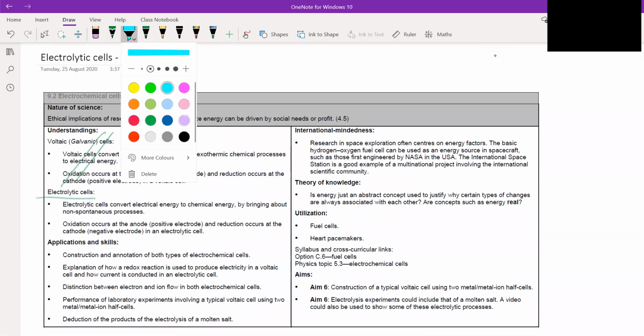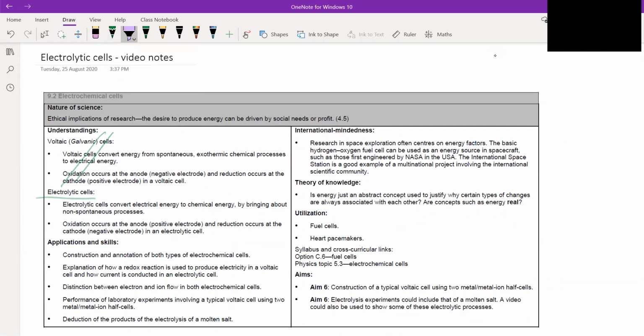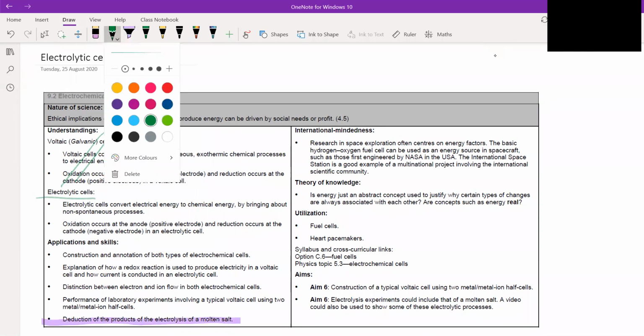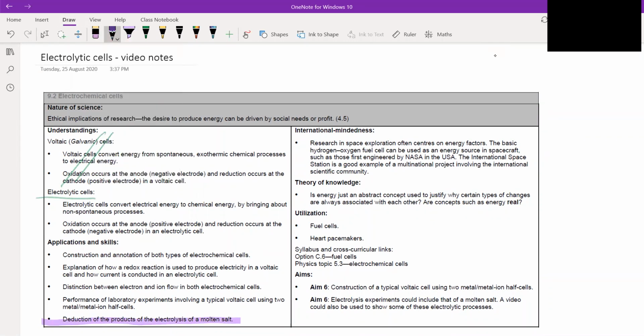And the key thing for me to remember is that we're only talking about electrolysis of a molten salt, which makes our lives a lot easier than even the VCE from the last time I taught VCE.